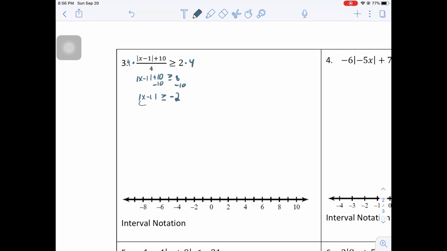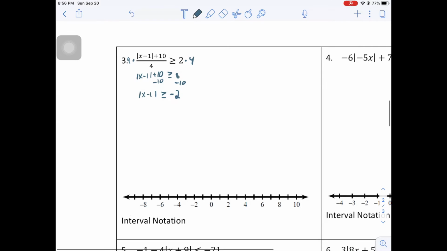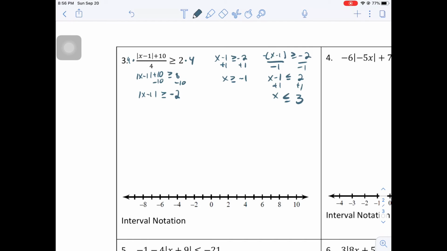Okay. So from here, right, we're isolated. So then we can break it up into two different cases. So x minus 1 is greater than or equal to negative 2. And negative x minus 1 is greater than or equal to negative 2. And then we solve. Add 1 to both sides. X is greater than or equal to negative 1. And in the other case, we divide by negative 1. X minus 1 is less than or equal to 2. Add 1. X is less than or equal to 3.